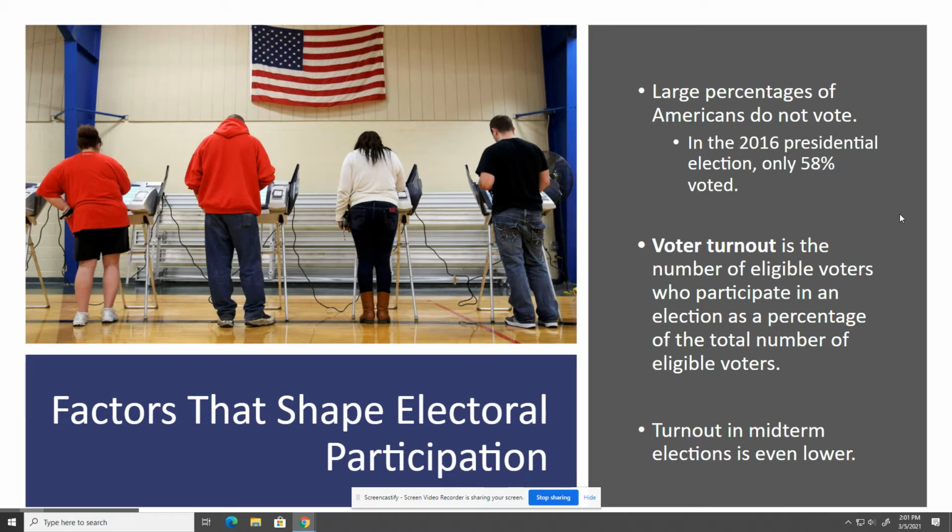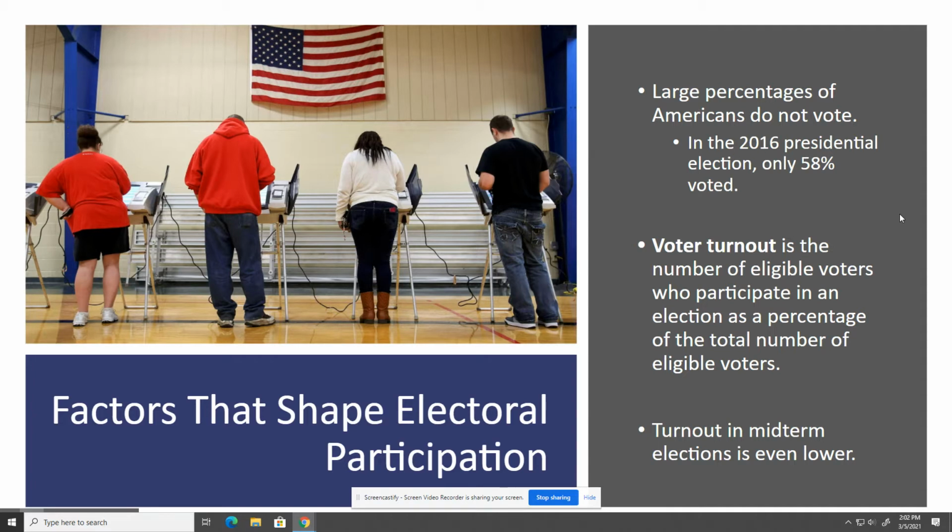All right, so let's talk a little bit more about factors that shape electoral participation. When we're talking about elections, we have to look at the people who are actually voting in these elections. Large percentages of Americans actually don't vote. In the 2016 presidential election, only 58% of Americans actually voted in that election. So that's just a little bit more than half.